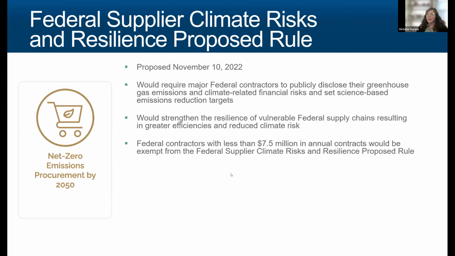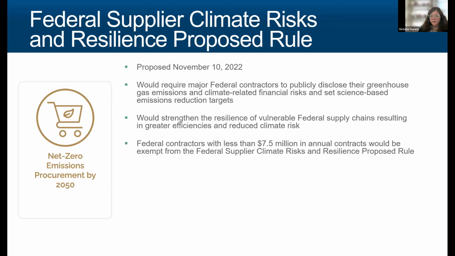So then additionally, there's another rule proposed in the form of the Climate Risk and Resilience proposed rule, which was proposed, but I think has not been adopted. It's still in consideration and would require major federal contractors to publicly disclose their greenhouse gas emissions and climate-related financial risk.